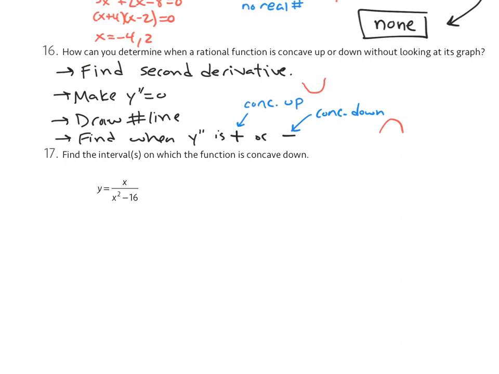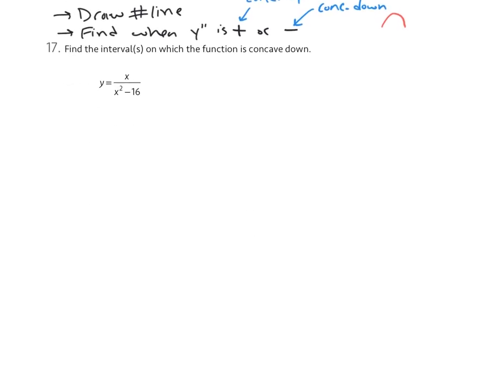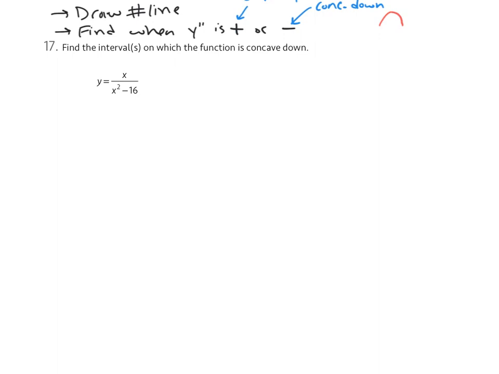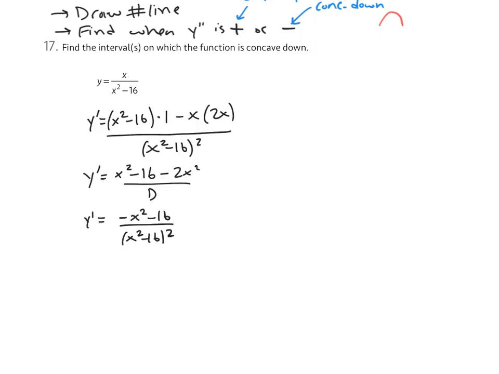So here's some outlined explanation of that. Number 17, find the intervals on which the function is concave down. Let's start by finding the derivative and then taking the second derivative, remembering to use low d high minus high d low over low squared. This is my work for the first derivative after I've simplified it pretty much. And then I'll take the second derivative using the same thing, low d high minus high d low over low squared.